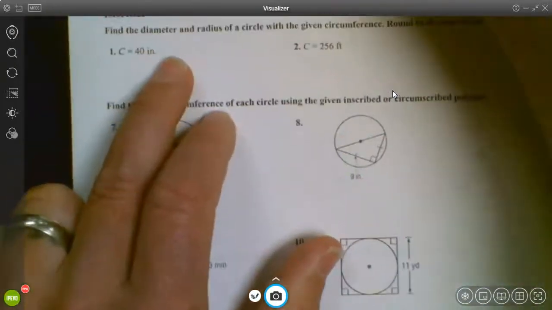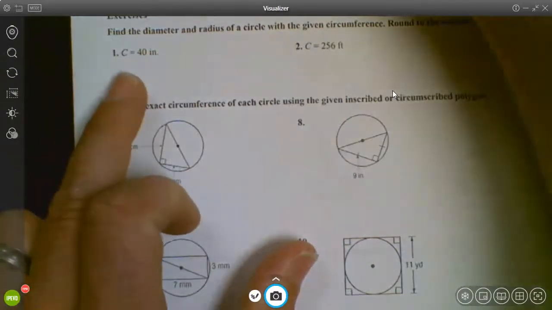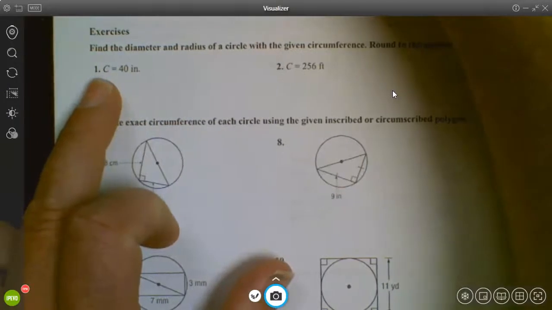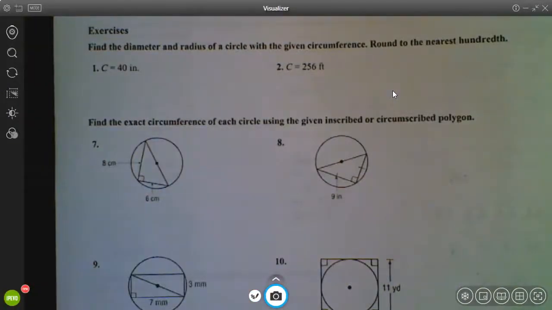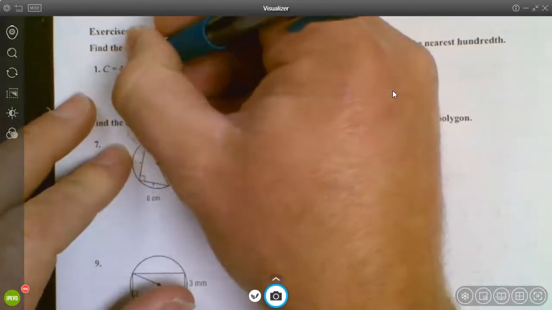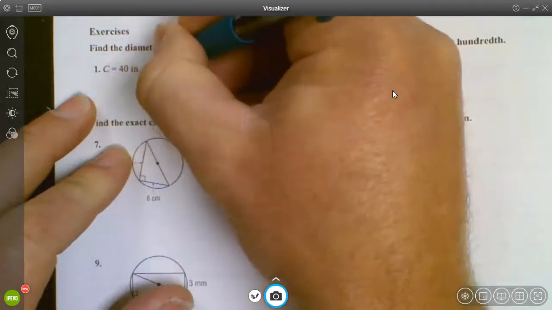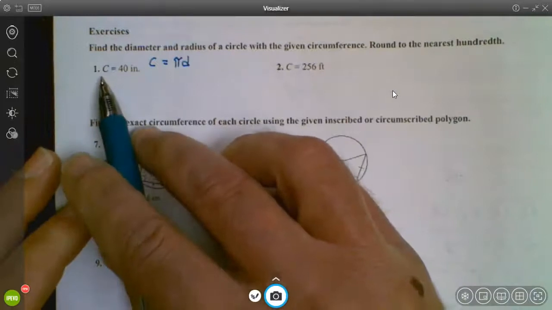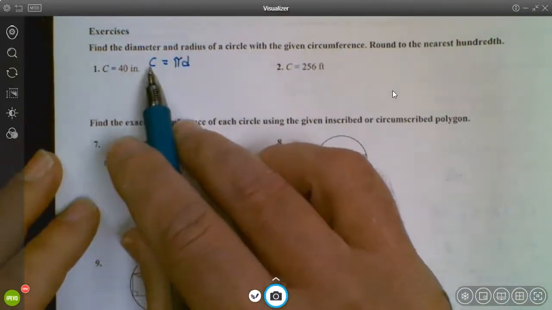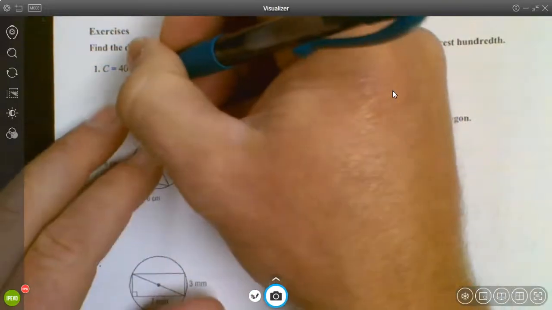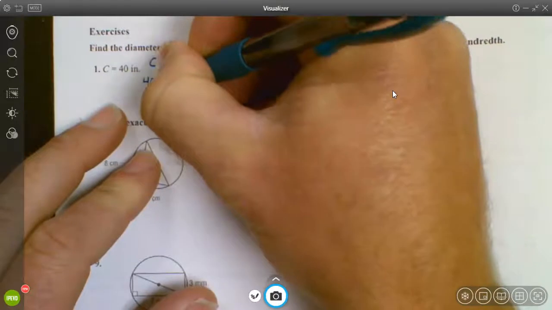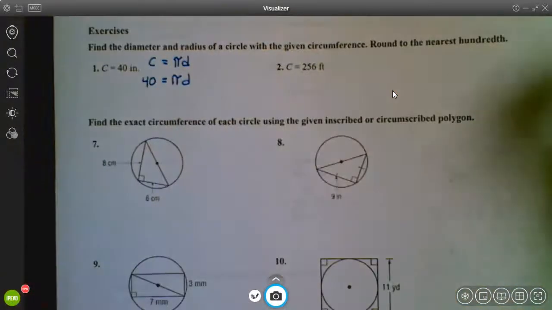All right, let's try a couple. Find the diameter and the radius. So now on these ones, we're actually going the other direction with it. Now they're telling us what the circumference is, and they want us to use that to figure out the diameter and the radius. So not a whole lot different here. Remember, this is our formula, that the circumference equals pi times the diameter. Well, they're telling us in this case that the circumference is 40. So if C is 40, then I'm going to take my 40 and sub it in for C. And we're going to use that to figure out what our diameter is.